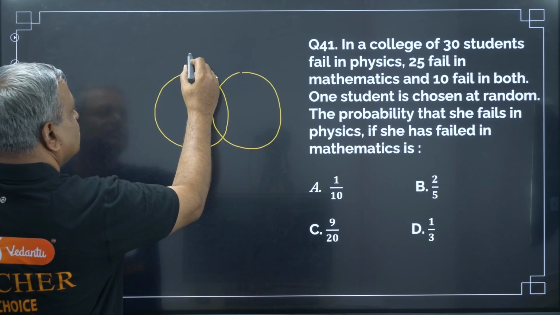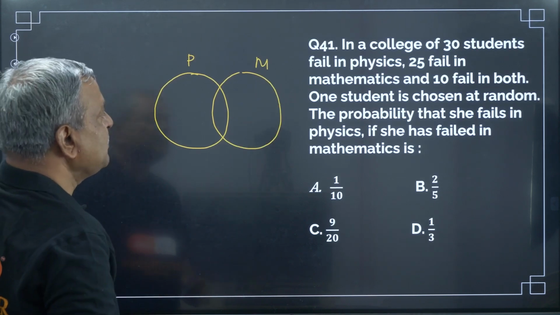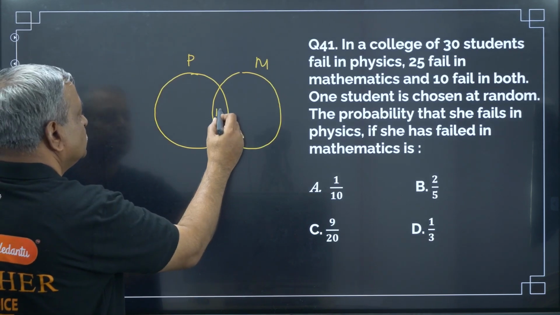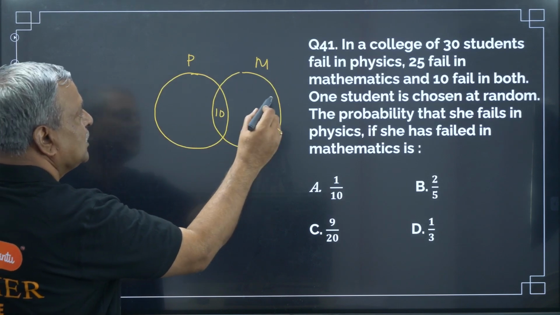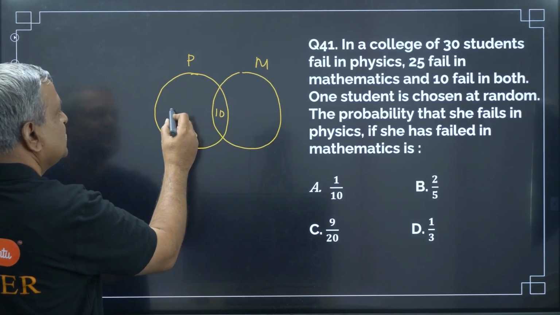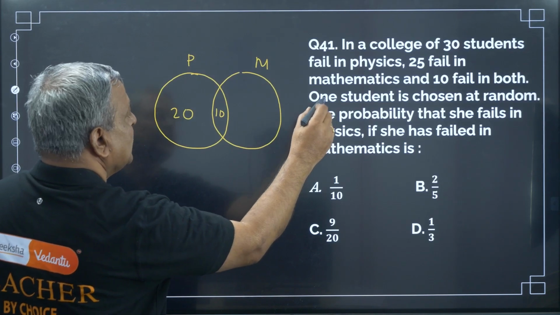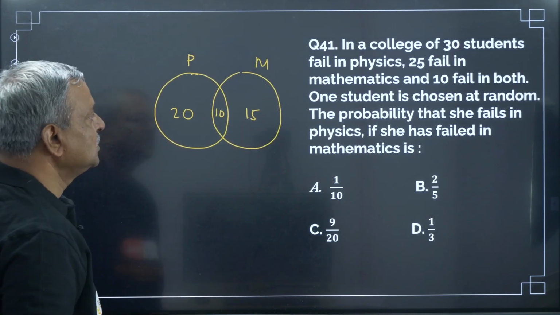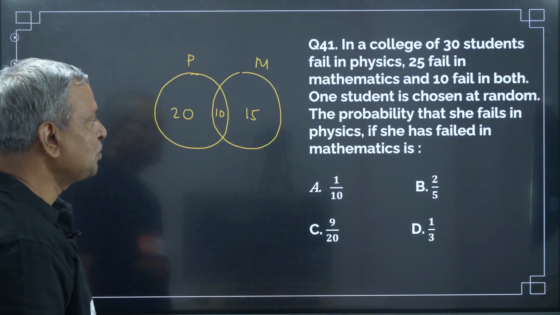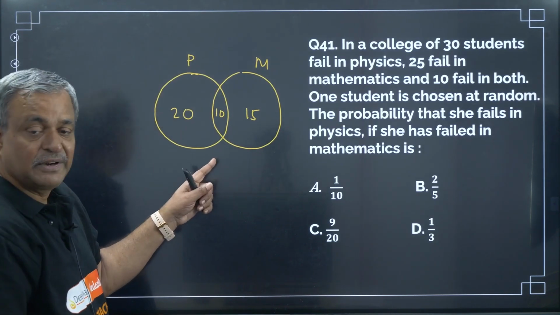This is physics and this is mathematics. 25 fail, 10 fail in both. So only physics will be 20, since in a college 30 students fail in physics, and mathematics will be 15, since 25 fail in mathematics. One student is chosen at random. The probability that she fails in physics if she has failed in mathematics also.